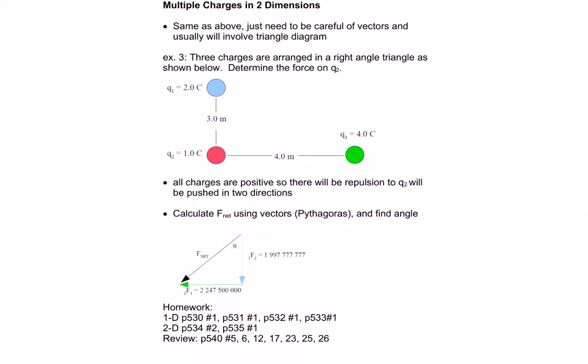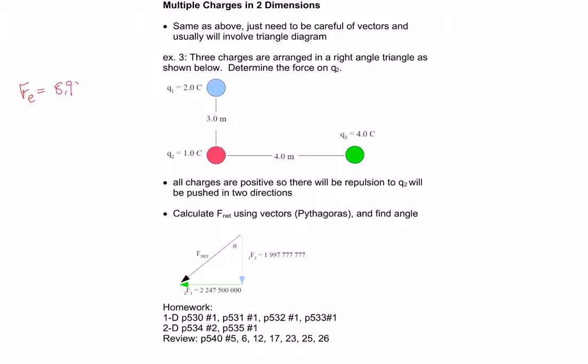One more example to look at, same sort of setup, except this time our charges aren't in a straight line, they're in 2 dimensions. So we basically have to solve this question just like we did before with momentum vectors or any other kind of vector question. Just make sure you solve it properly and then do your triangles afterwards. So in this case we've got 2 coulombs and 1 coulomb at 3 meters. So let's plug those in.